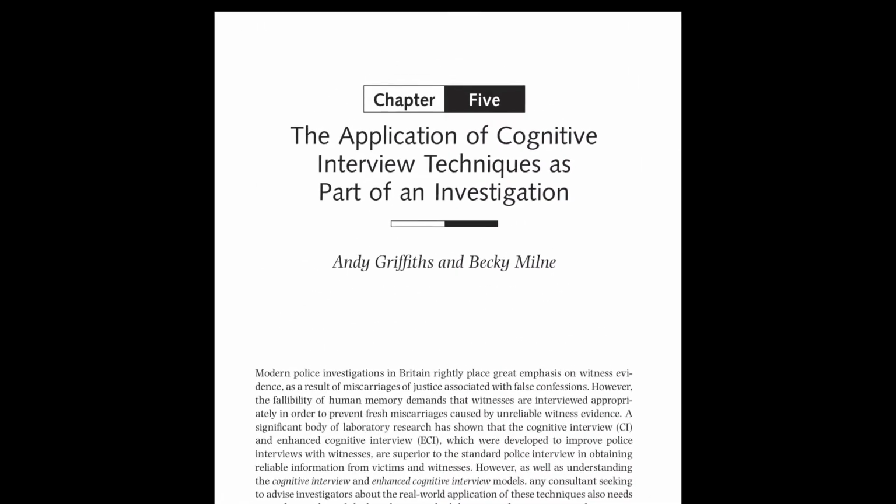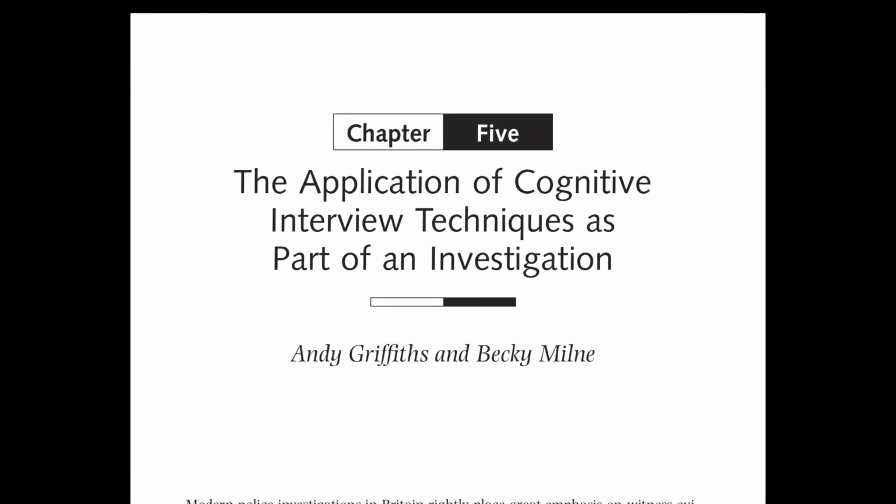Now, during the use of this technique, it is critical that the interviewer does not interrupt the witness while they're recalling. Here it can also be useful for the interviewer to take notes of the relevant information reported, as these can help with the use of other techniques. Griffiths and Milne in 2010 gave an example of how this instruction could be worded. Their example went like this.